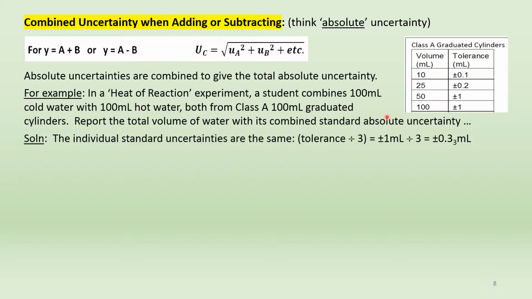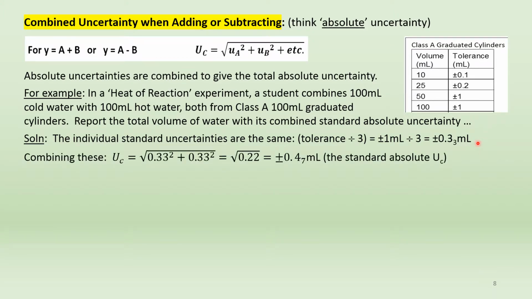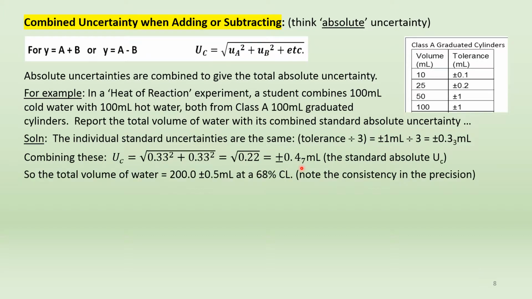So recall that the individual standard uncertainties will not be the tolerance. The tolerance is the maximum uncertainty, so we need to divide that by 3 to get the standard uncertainty. So plus or minus 1 divided by 3 is 0.33 mL each. Combining these, we'd have the root of the sum of the squares of the individuals. That works out to be plus or minus 0.47 milliliters. It's the standard absolute combined uncertainty. And I'm going to carry an extra sig fig here for a reason I'll show in a moment.